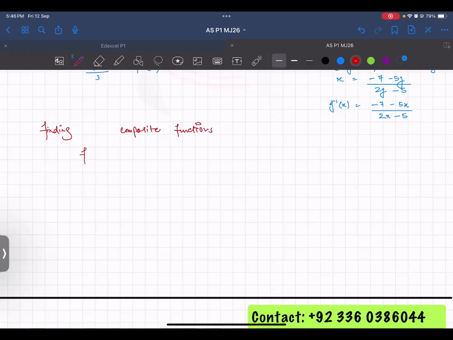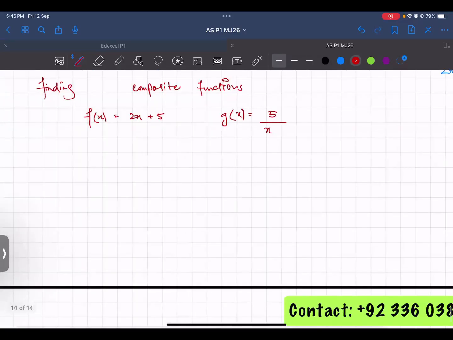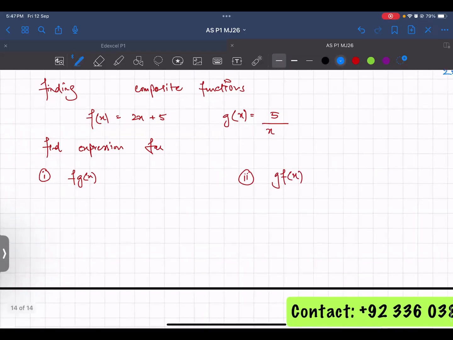सर जब वो दो दे देते थे, मतलब जैसे g ऑफ f ऑफ x इस तरह करते थे. Let's suppose they have given you two functions, f(x) and g(x), and they ask you to find expression for f(g(x)) and g(f(x)). और कैसे सॉल्व करते हैं? सॉल्व ऑल्सो वन फॉर मी.